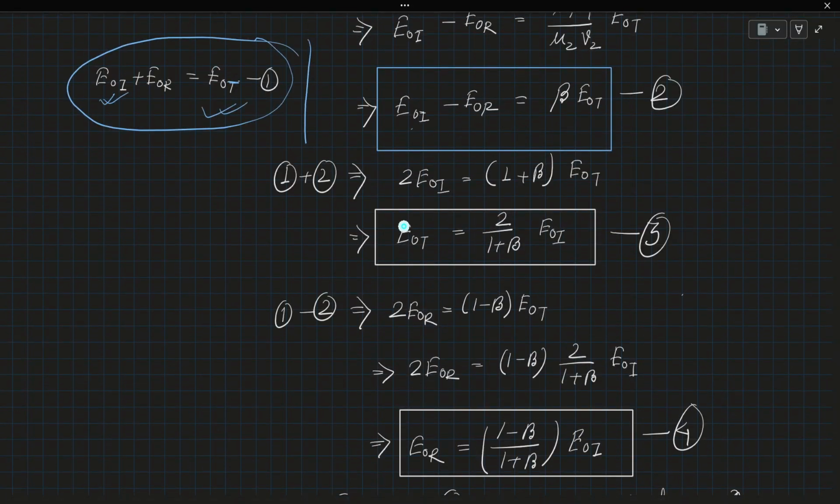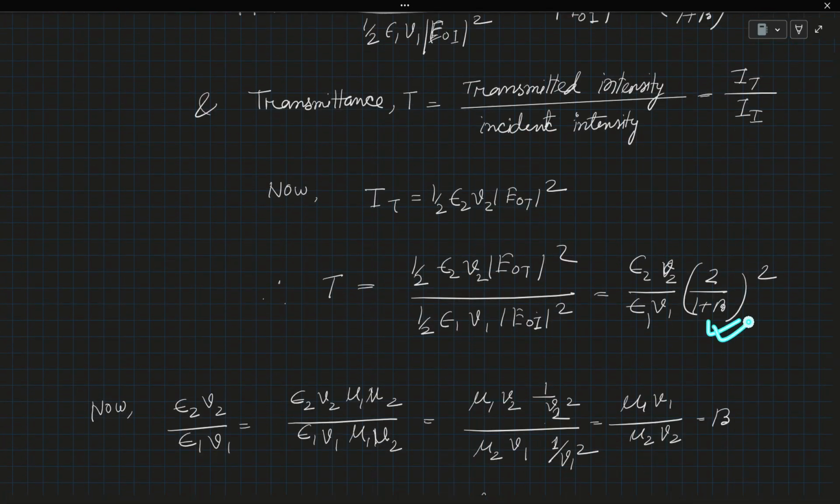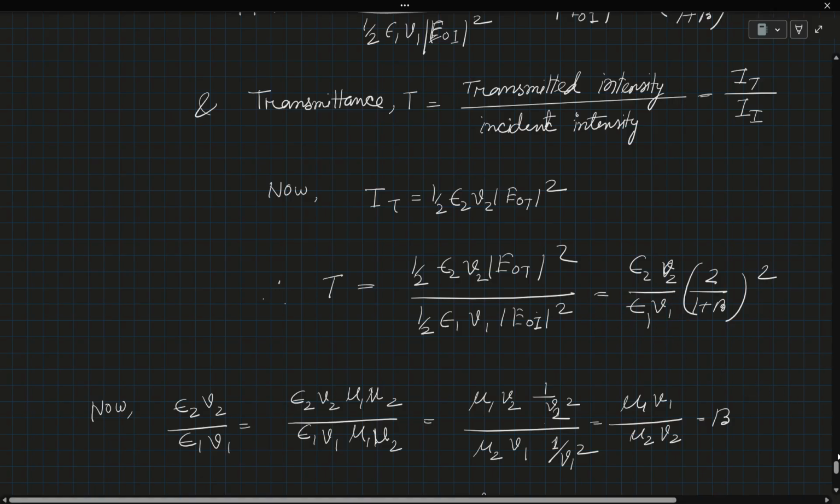Okay, T divided by R, this term divided by this term. So here it will be 2 divided by 1 plus beta, right? So 2 divided by 1 plus beta, and this is the whole square, since there is a square term. And now I am going to simplify these two terms, epsilon 2 v2 divided by epsilon 1 v1.